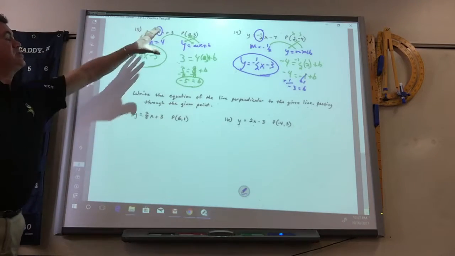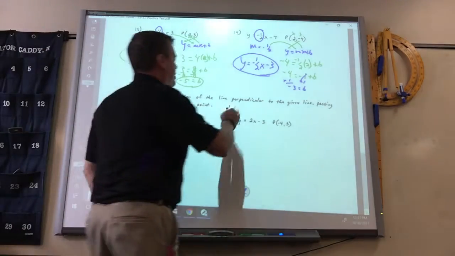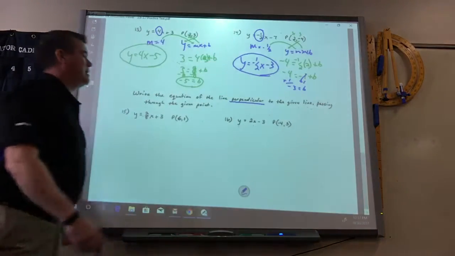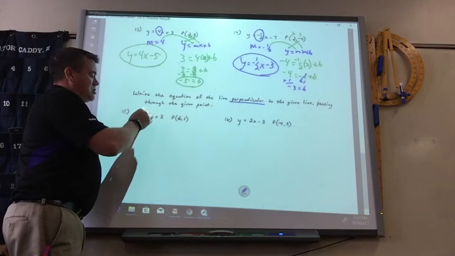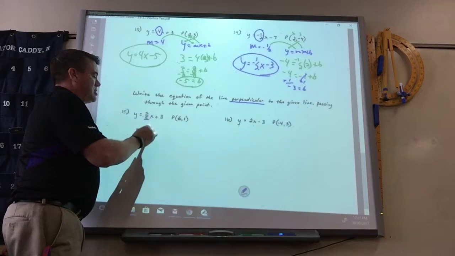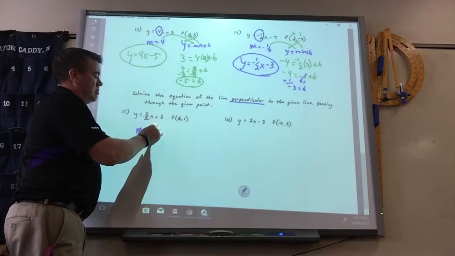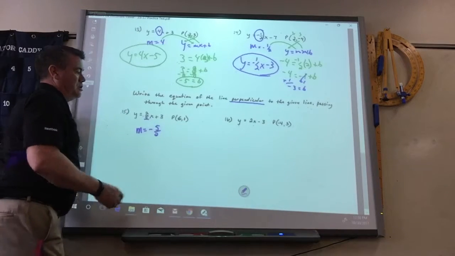So these two are done just like this, except the difference is you're going to write the equation of the line that's perpendicular to this. Right. So this is 2/5, so we got to change the sign and flip it. Negative 5/2 is what we use.